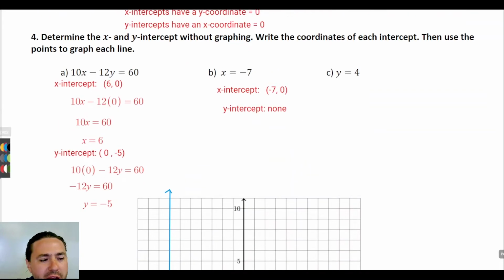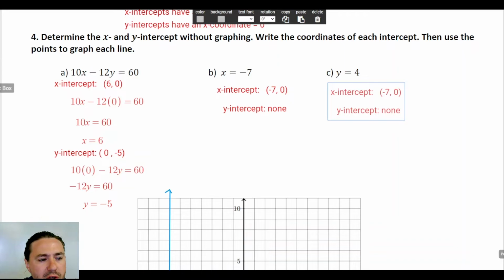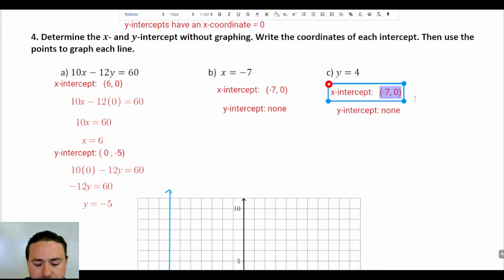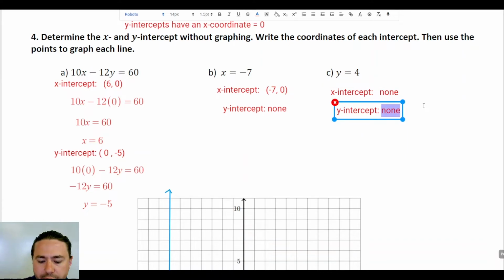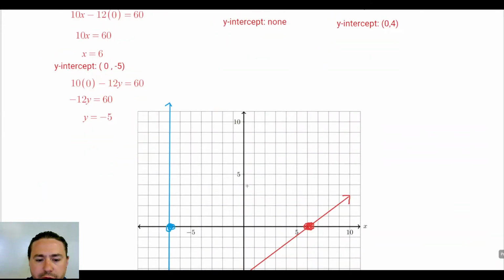And then for the last one, y equals 4, that's the equation of a horizontal line that passes through the y-intercept of 4. Similar to the last one, except instead of no y-intercept, in this case there's no x-intercept. So our y-intercept is going to be 4, so 0, comma 4. We'll plot that by starting at the y-intercept of 4, which is right here, and then it should be a horizontal line.